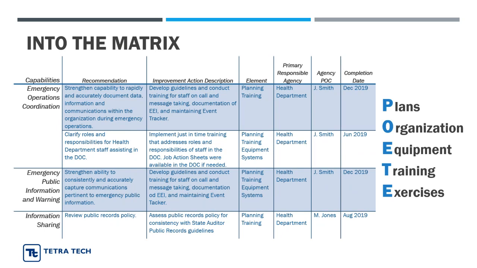So the matrix is usually created during the after action meeting. When you come into the after action meeting, the after action report is still in draft format, and it may have the capability category, which is on the left column. We see three of them there: emergency operations coordination, public information, information sharing. And then it may have the recommendations or the observations listed.